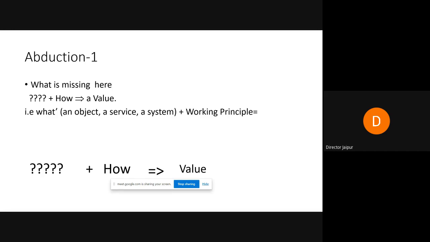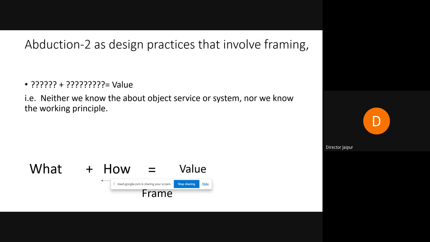So now we move on to the open form of abduction, which is for complex problems. Here, we know neither what we are dealing with, nor how. We do not know both of these things, but we have to get a value for our organization. That's why we say abduction 2 is very complex, because at the start of the problem solving process, we only know the end value, what we want to achieve.